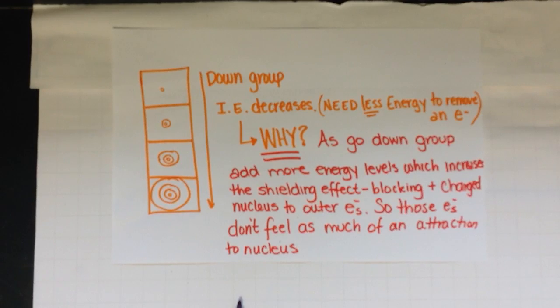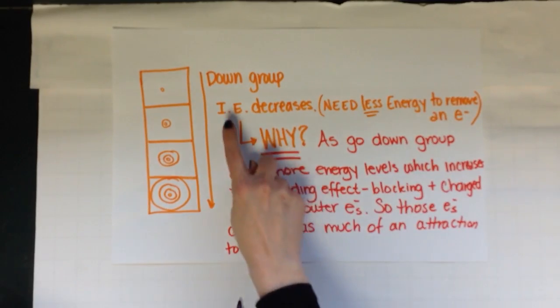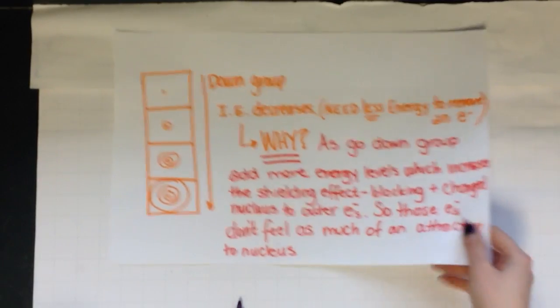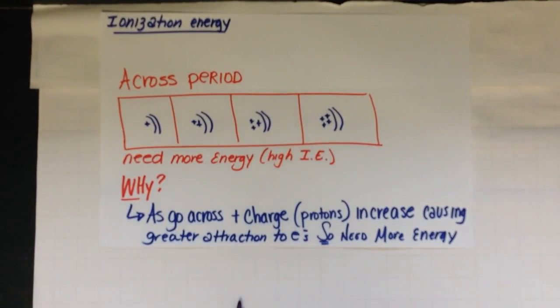So as we go down a group, we add more energy levels, which increases the shielding. Shielding blocks the charge of the nucleus from the outer valence electrons. So those electrons don't feel as much of an attraction to the nucleus, and they're easy to remove. So I don't need as much energy. Energy decreases, ionization energy. Okay, and the last part, going across a period.